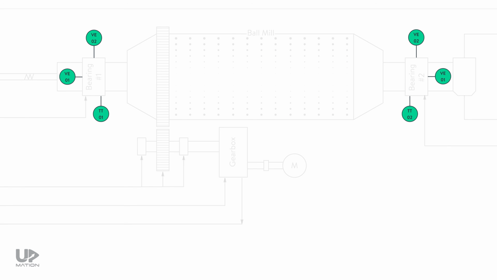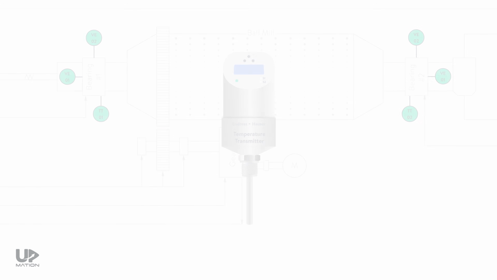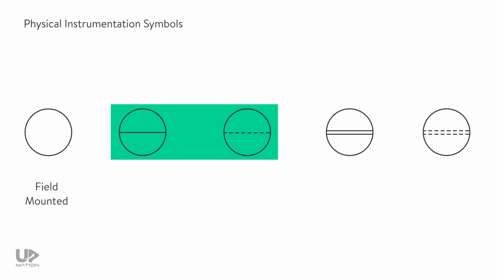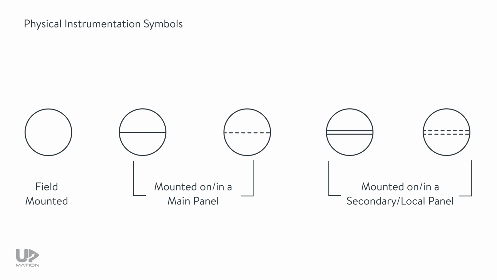Generally, these symbols represent a physical instrument or device, and not a computer-based or HMI object. These two symbols indicate physical instruments that are mounted on or inside the main panel, and the other two are installed on or inside a secondary or local panel. If the physical instrument is visible and accessible to us, then we use solid lines inside the circles. And if they are not accessible, we will use dashed lines.